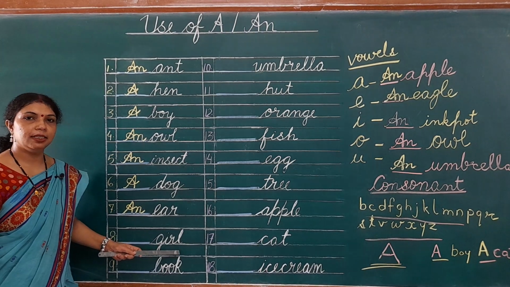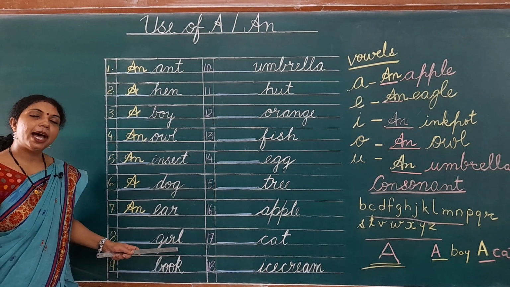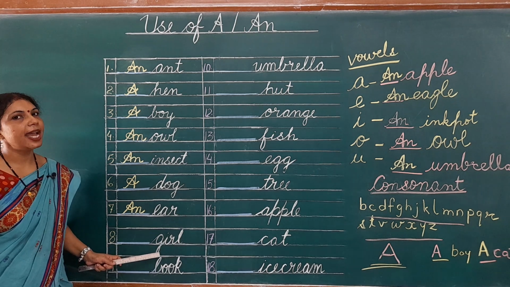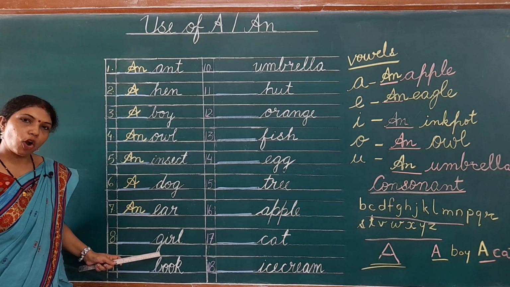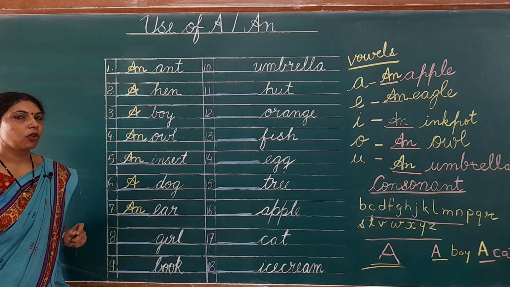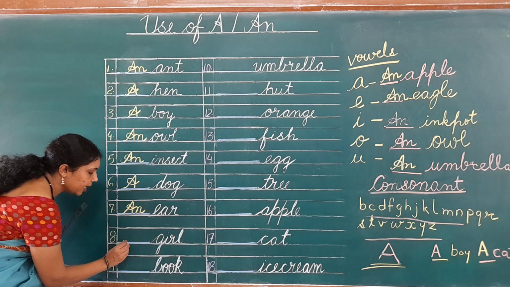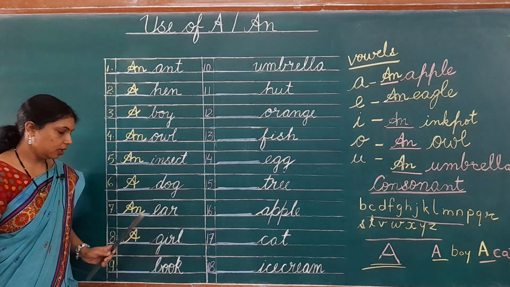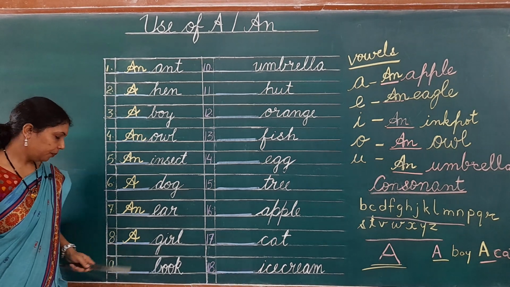Number 8. G-I-R-L, girl. फर्स्ट लेटर इज जी. गर्ल का फर्स्ट लेटर क्या है? जी. और जी क्या है? कॉन्सोनेंट. और कॉन्सोनेंट के पहले क्या यूज़ करते हैं? अ. गर्ल. अ गर्ल.